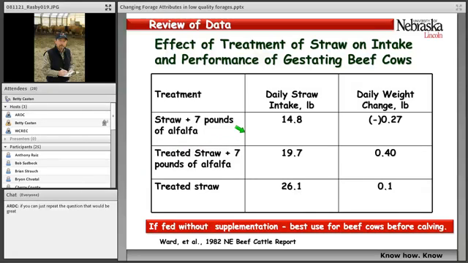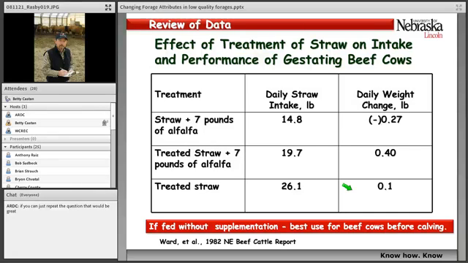So that's daily straw intake. When they fed straw plus 7 pounds of alfalfa, it was 14.8 pounds of straw. Treated straw plus 7 pounds of alfalfa was 19.7 pounds of straw. And treated straw by itself was about 26 pounds. These were gestating beef cows prior to calving. When you take a look at weight change, when they were fed straw plus 7 pounds of alfalfa, they lost weight. When they were fed treated straw plus 7 pounds of alfalfa, they gained about 0.4 of a pound per day. And when they were fed just treated straw alone, those late gestating beef cows gained about 0.1 of a pound per head per day.